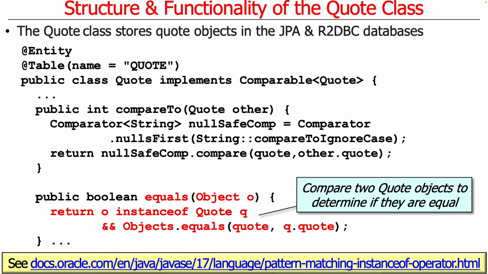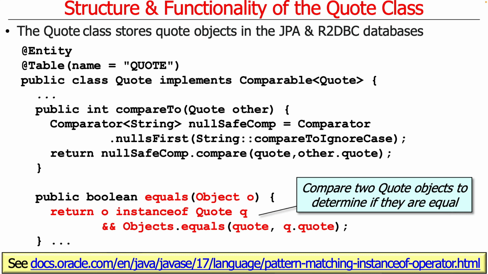And that way we can compare them to ignore case while being null-safe. And likewise, we also have an equals implementation that is also null-safe, and it compares two quote objects to see if they're equal. And this is also kind of cool because it's using this newer feature that came into Java, which is this pattern matching instanceof operator. And as you can see here, you take the parameter that's passed in here, such as the O parameter, and you basically downcast it to see if it's a quote.